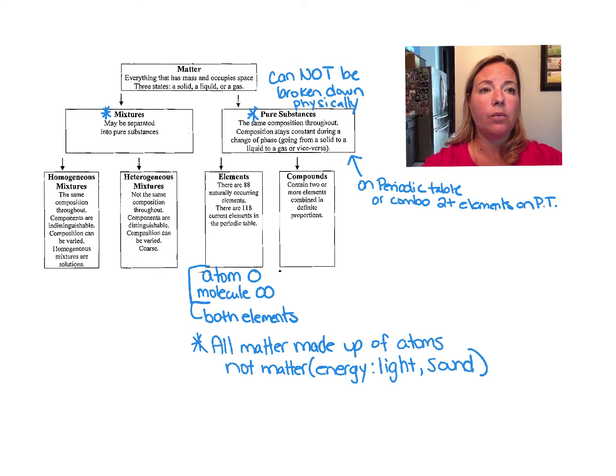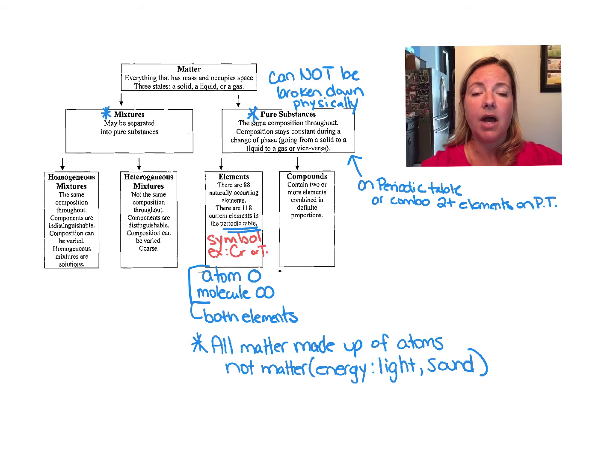And so when we have pure substances, we can either have an element, which is found on the periodic table. So a lot of times we're going to look for the symbol for that particular element. And when we look on the periodic table, a symbol will always have one capital letter. Sometimes symbols like chromium have one capital letter and one lowercase letter, or titanium would be another example of that.